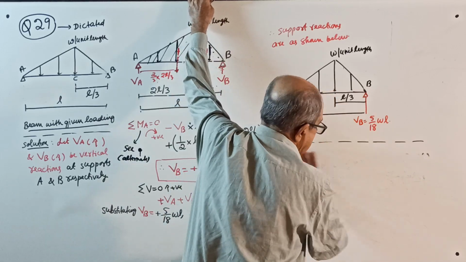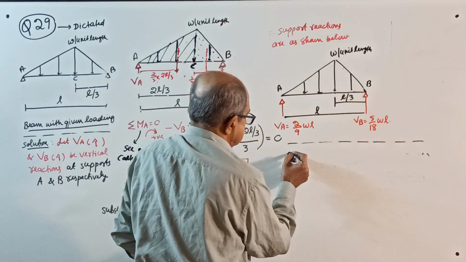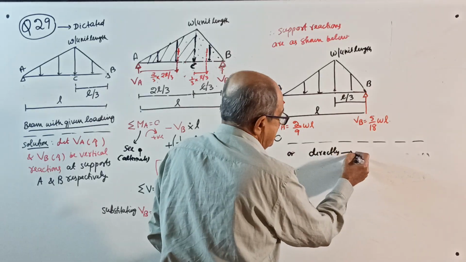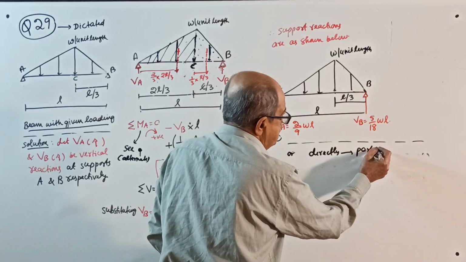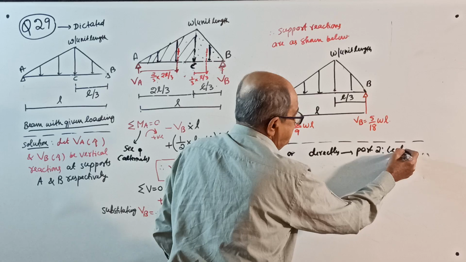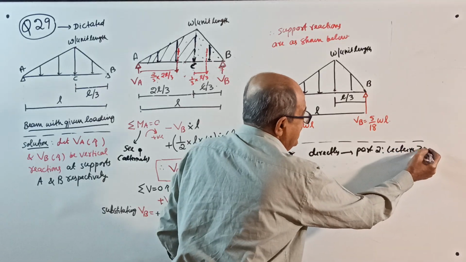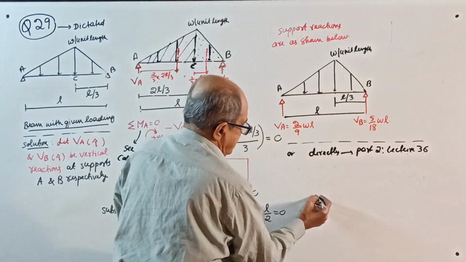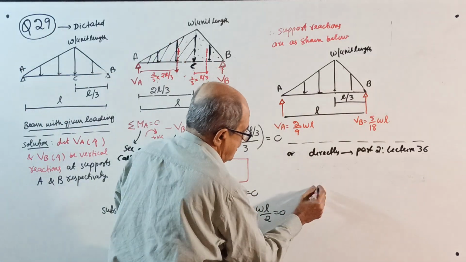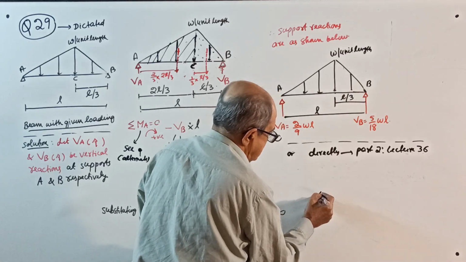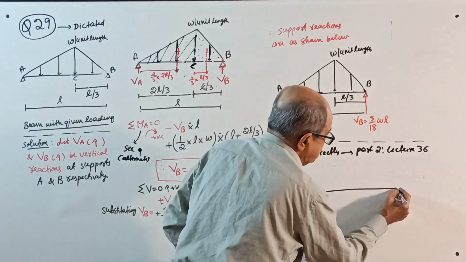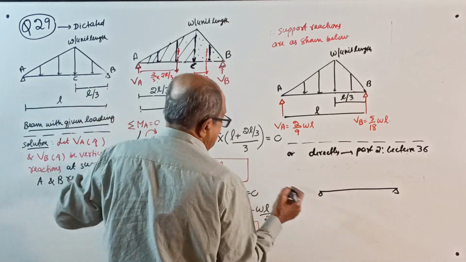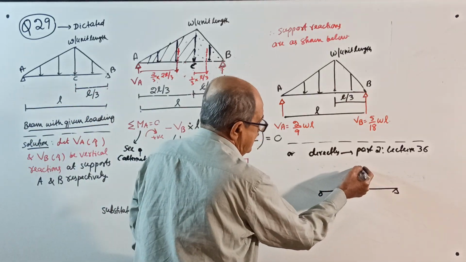Or, remember, or directly, part 2, lecture 36. I remember it because I am writing it every day. See the original sketch. This is for those who can afford it. L by 3, 2L by 3. So somewhere here.